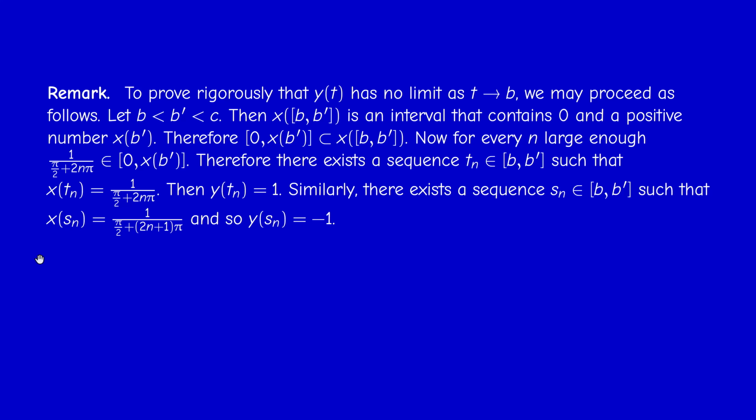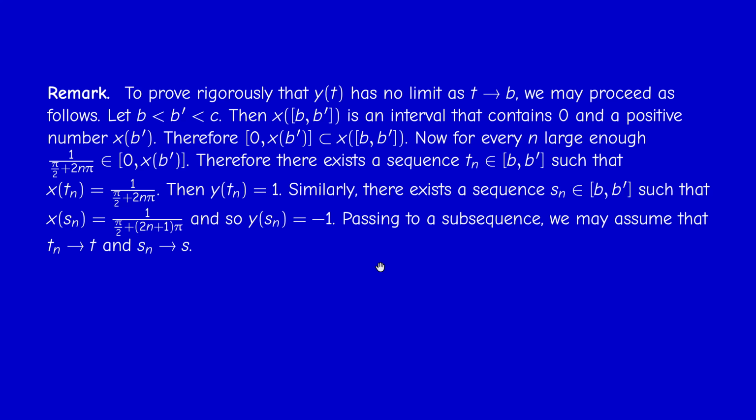And similarly, if we consider the sequence 1 over (pi over 2 plus (2n plus 1) pi), this sequence tends to 0. So if n is large enough, it belongs to the interval from 0 to X of B prime, so it's in X of BB prime. Therefore, this sequence is the image under X of a sequence Sn in BB prime. But now, what is Y of Sn? It's sine of 1 over X of Sn, which is sine of (pi over 2 plus (2n plus 1) pi), which is minus 1. Okay, now we have two sequences, Tn and Sn, in BB prime. And BB prime is compact.